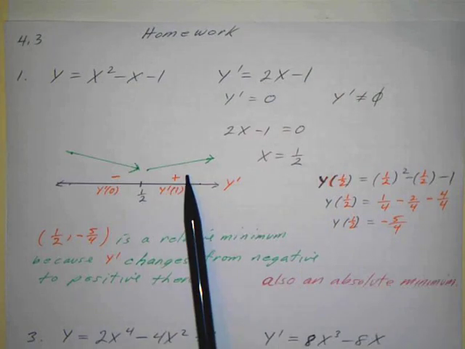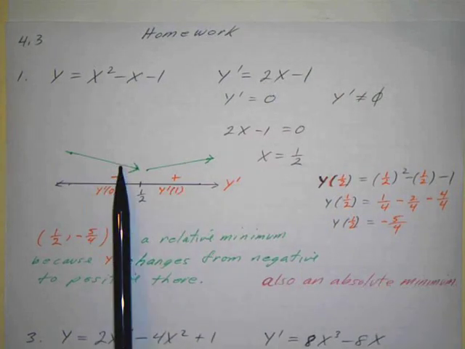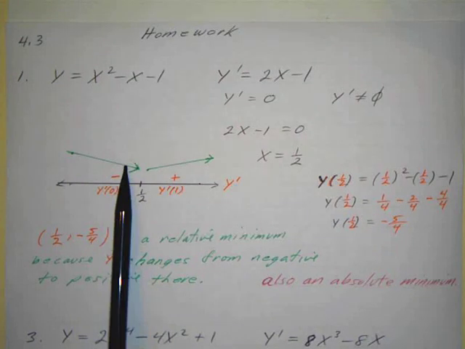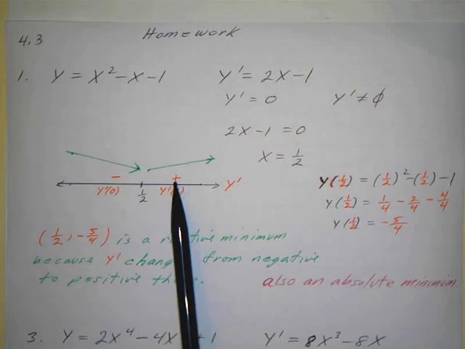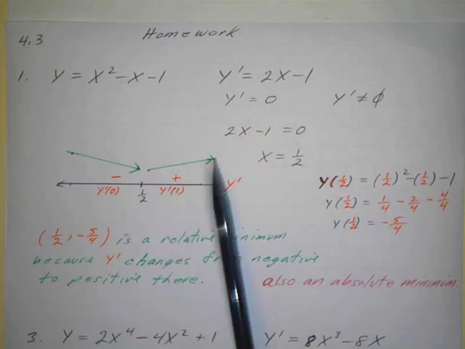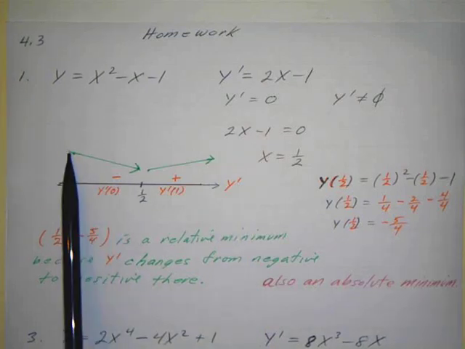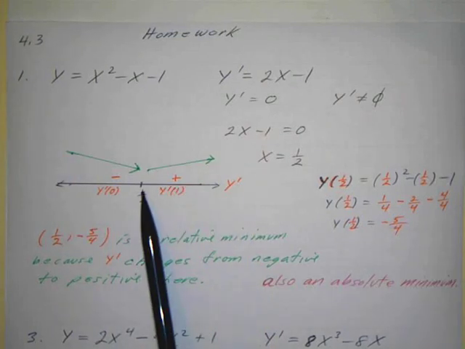So it looks like my derivative is negative here, which means my function is decreasing. And my derivative is positive here, which means the function is increasing. Since the function is decreasing and then increasing, it looks like I have a relative minimum.